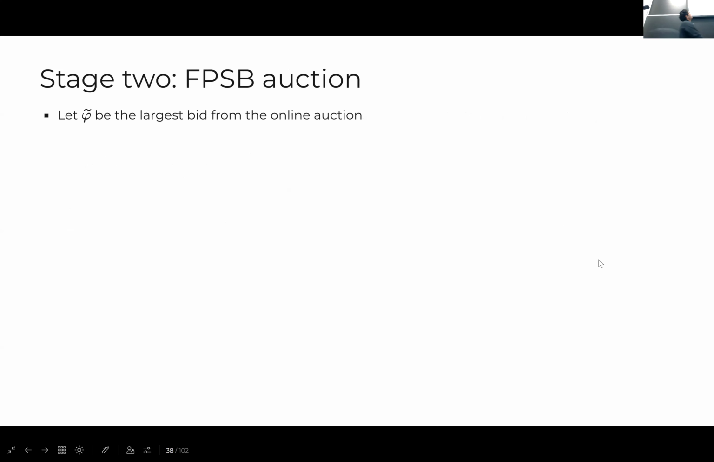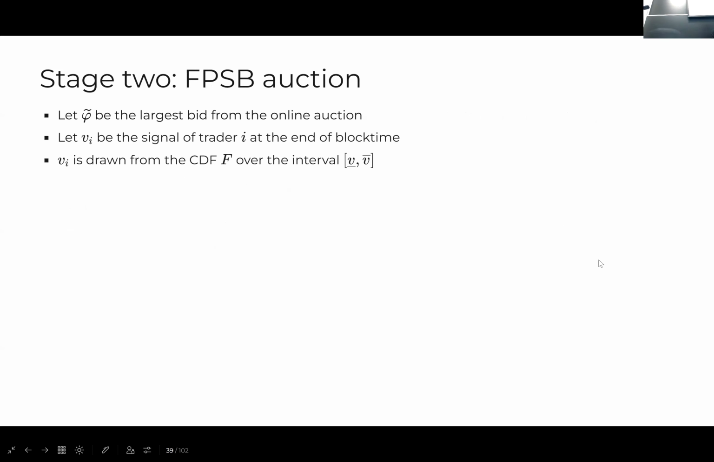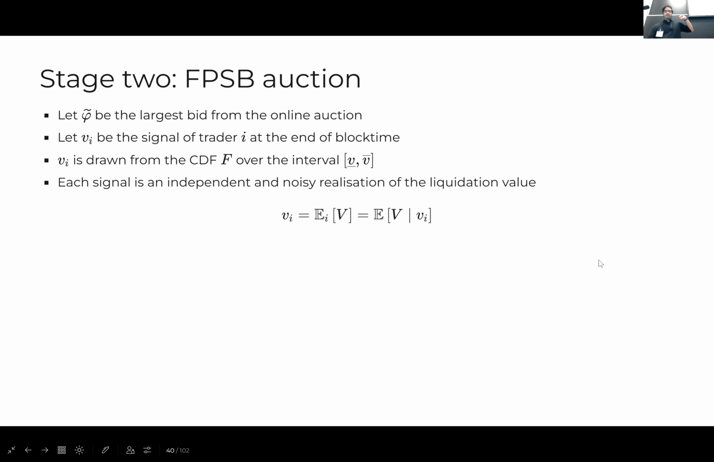Okay, so I will call this tilde phi the largest bid from the online auction. I told you that v_i is the private signal of trader i, and the private signal is basically just the expected future liquidation value of the risky security conditional on my private information. So v_i is what I use to value the security in the future.